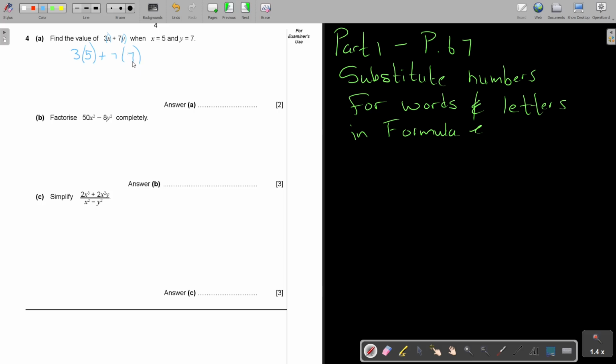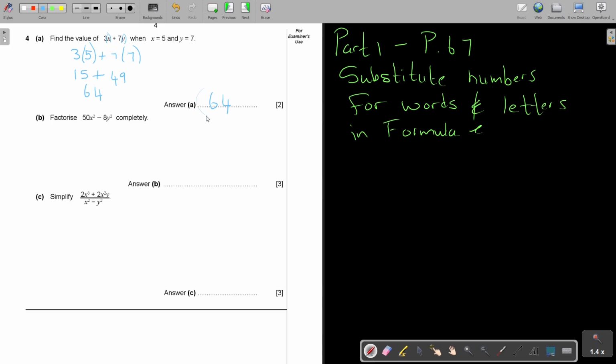Okay. And now you can work it out. You can say it's 15 plus 49, and that's 64. And then your answer goes in the answer space. Don't always forget to write in your answer space.